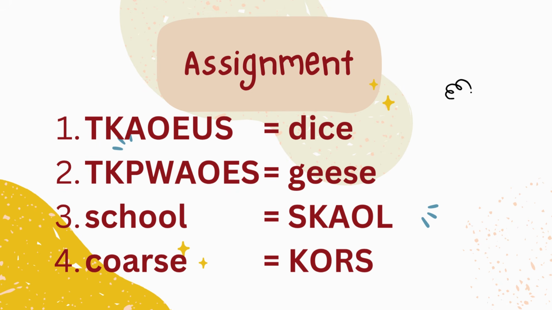There you have it. So number 1, it's dice, it's initial D, long I, final S. Then number 2, it's geese, initial G, long E, final S. And then third one is school. School, the outline is initial SK, diphthong U, final L. And last, we have course, initial K, vowel O, final RS. I hope you got all four correct answers.